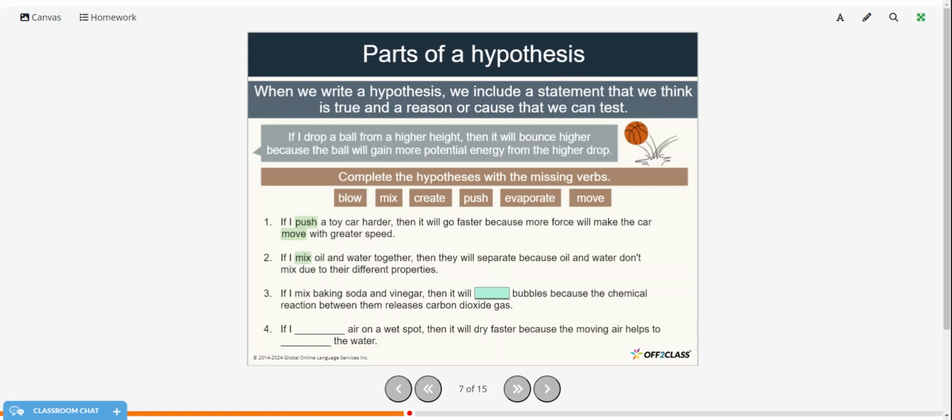If I mix baking soda and vinegar, then it will create bubbles because the chemical reaction between them releases carbon dioxide gas. And if I blow air on a wet spot, then it will dry faster because the moving air helps to evaporate the water.